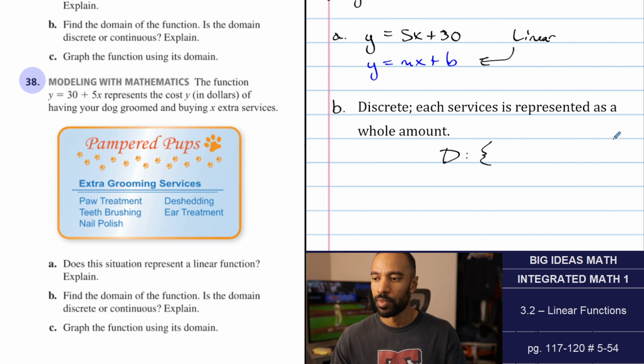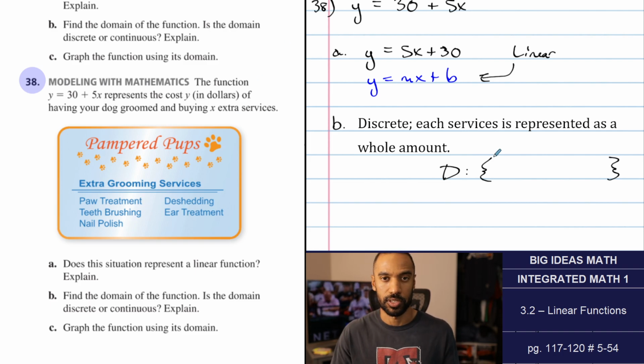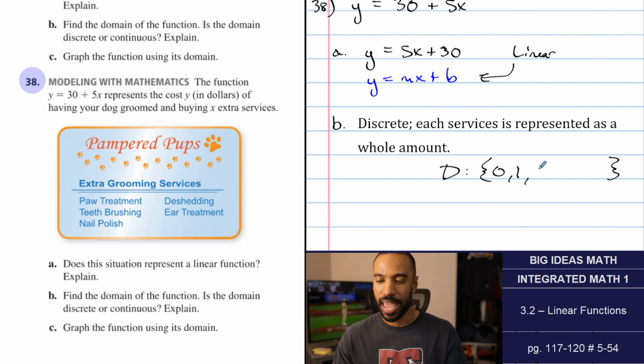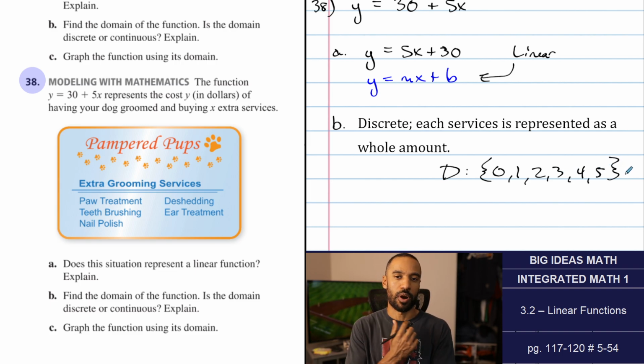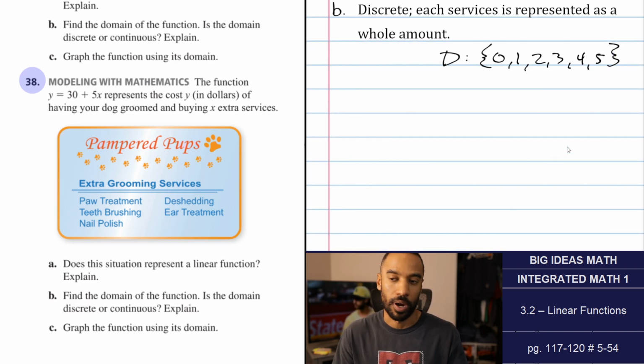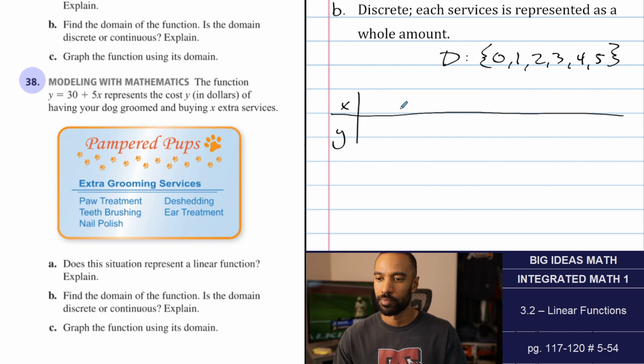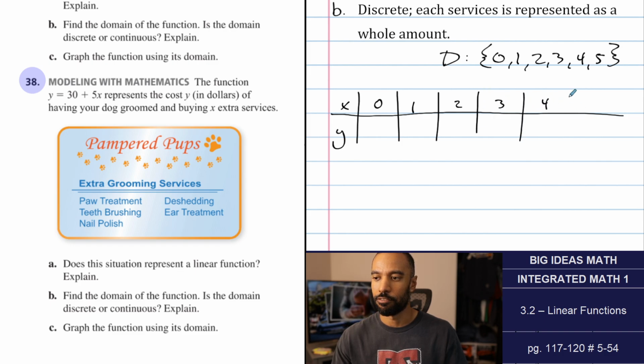So domain, it's limited. It's not only discrete, it's limited. There are only 5 services that I see here. Now you can choose to get none of the services, or just pod treatment, or just nail polish, or deshed and do whatever. So 2, 3, 4, and up to 5. There aren't 6 of them. You don't brush their teeth twice at a time, or if you do, we're only counting it once. That's your domain. Now we're going to graph using the domain, which means we might need to create a table. And it's discrete. Keep that in mind. So 0, 1, 2, 3, 4, and 5.